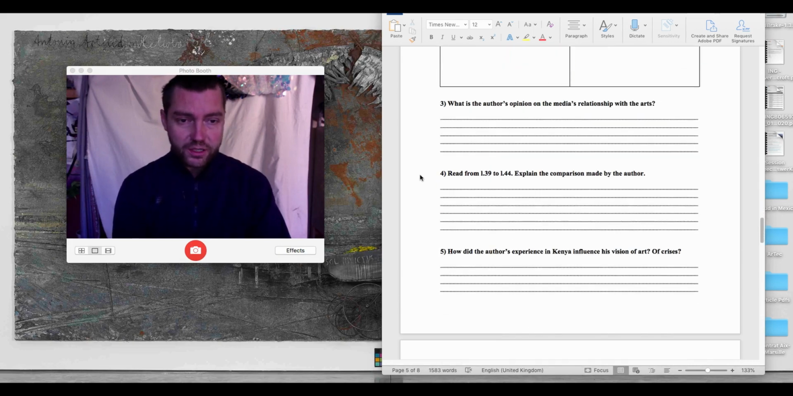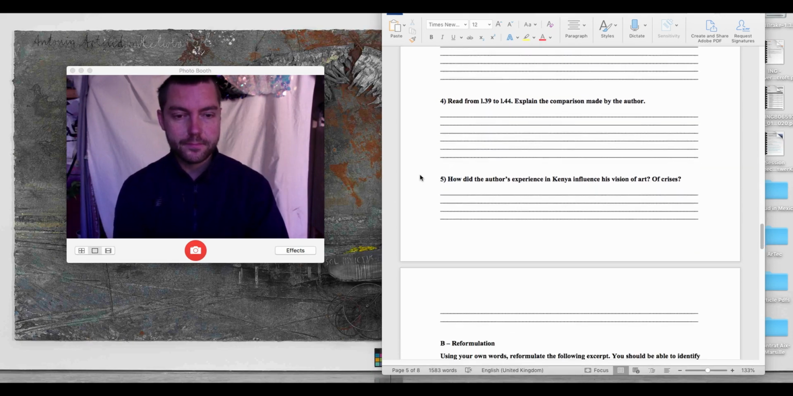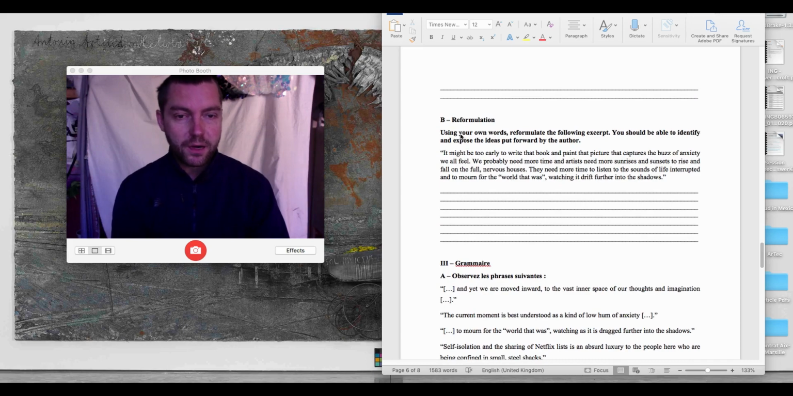I will actually move straight on to the next exercise, but if you could now stop and try to fill those out, that would be great. Okay, so moving on to part B, I'd like you to use your own words and reformulate the following excerpt. You should be able to identify and expose the ideas put forward by the author. So this is the excerpt, and I'd like you to reformulate, change it into your own words.